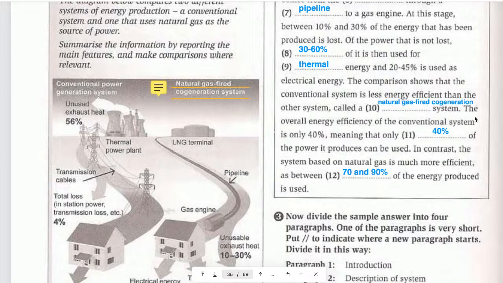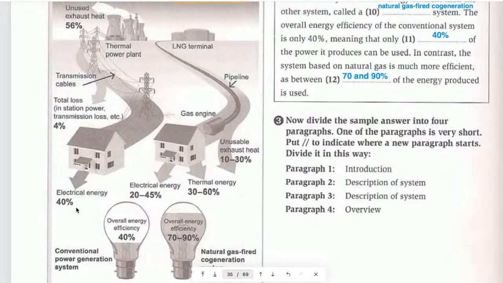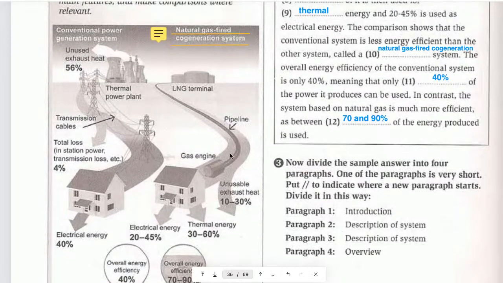Toyin, can you please read the next one? Yes, that's right. It's already explained here, right? The overall energy efficiency of the conventional system is only 40%, meaning that only 40% of the power it produces can be used. It's correct, right? Because it loses 60% on the way, and only 40% can be used as electrical energy. How about the other system?